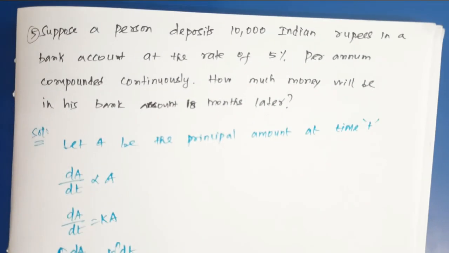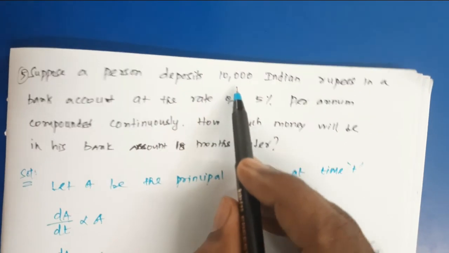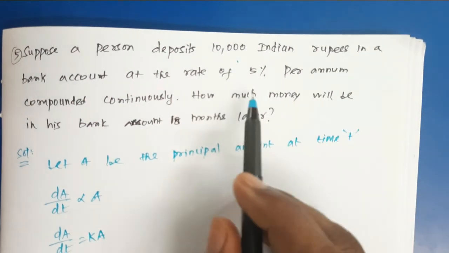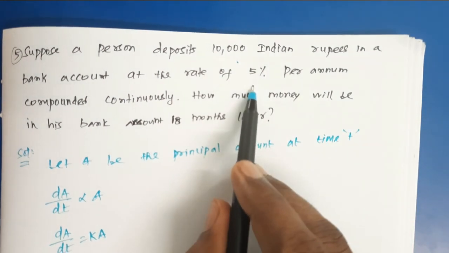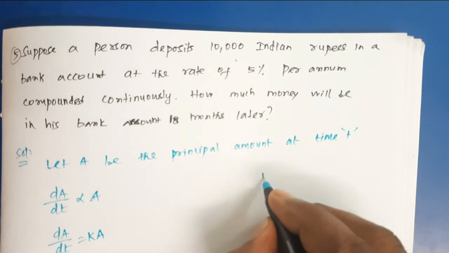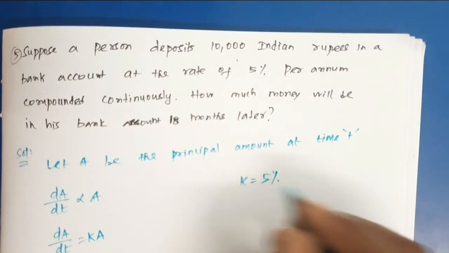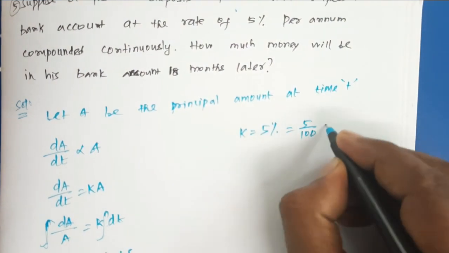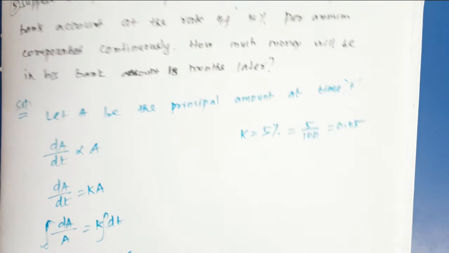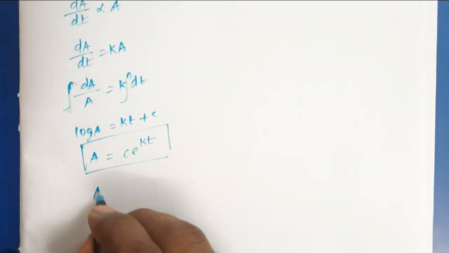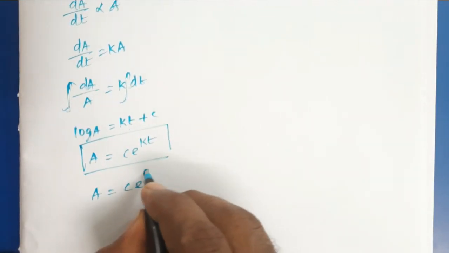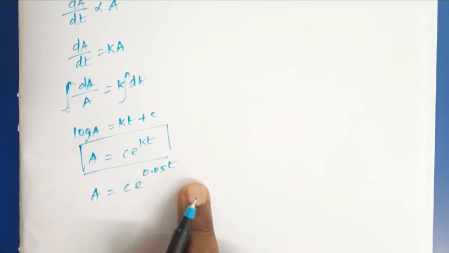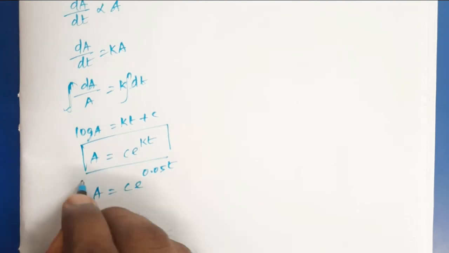First information: the deposit amount is 10,000 rupees. The rate of interest is 5%, which is constant, and here the constant is k. So this can be written as 5 by 100, which is equal to 0.05. So A is equal to C e power 0.05 t, where C is the integration constant, t is time, and A is the amount. This is the required equation.